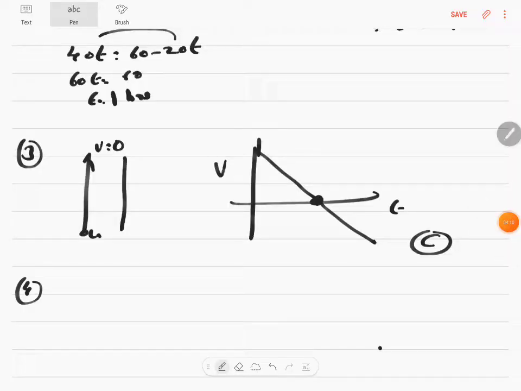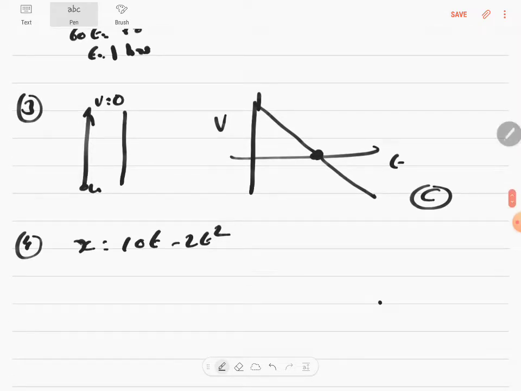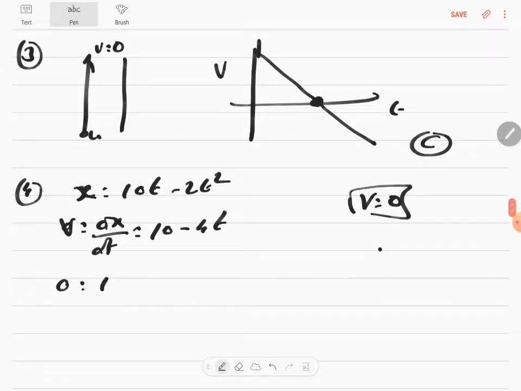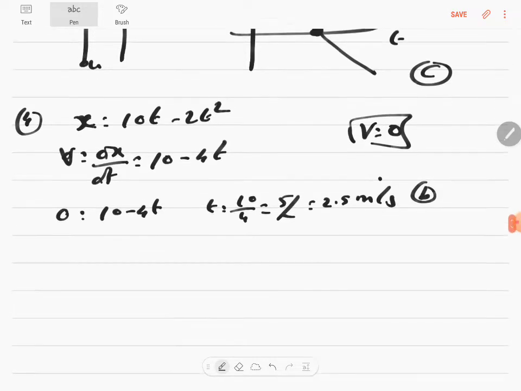The position of a particle moving along the x-axis is x equal to 10t minus 2t square. Find the time t at which it will momentarily come to rest. If it has to come to rest, the velocity has to be 0. So let's find the velocity, which is dx by dt. The differentiation of 10t is 10, and of 2t square is 4t. When the velocity is 0, 10 minus 4t equals 0, so t is 10 by 4, or 5 by 2, which is 2.5. So that is your answer B. Let's go to the next sum, the fifth question.